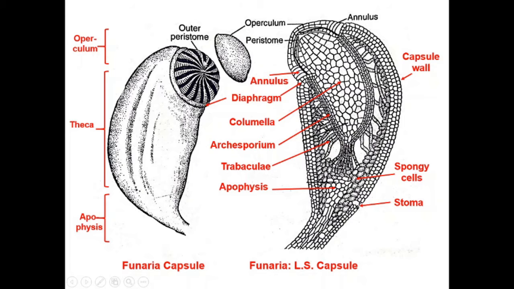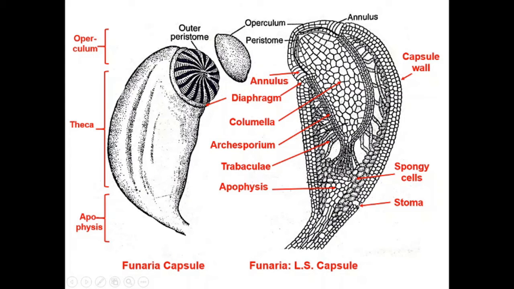The outer peristomial teeth are hygroscopic in nature. In dry weather, these outer peristomial teeth lose water and bend outwards. This causes widening of the gap between outer and inner peristomial teeth, leading to formation of a slit-like structure. Now through this slit-like structure, the spores can be discharged to the outside.